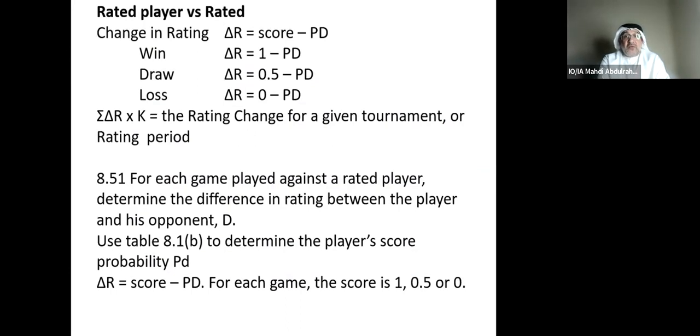PD, where can we get it from? From the table. The K equals the rating change for the given tournament or rating period. For each game played against a rated player, determine the difference in rating between the player and his opponent. For example, my rating is 2000 and my opponent's rating is 2010. We subtract, so the rating difference is only 10.